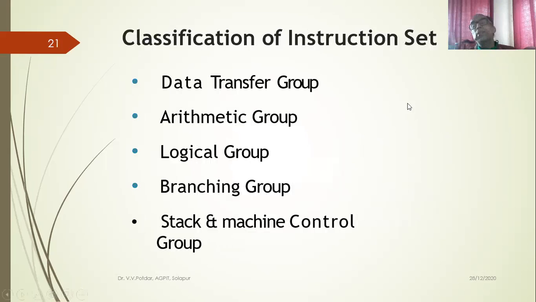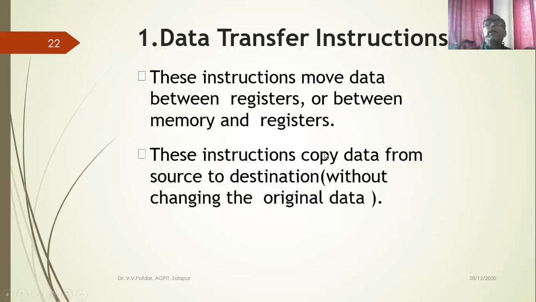Now, classification of instruction sets. You have data transfer instructions, arithmetic group instructions, logical group instructions, branching group instructions, and stack and machine control group instructions. We'll briefly see a few of the important instructions, not all, and we'll try to understand. First, data transfer instructions, friends. These instructions move data between registers or between memory and registers. These instructions copy data from source to destination without changing the original data.